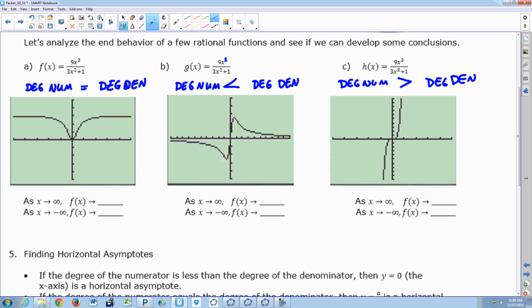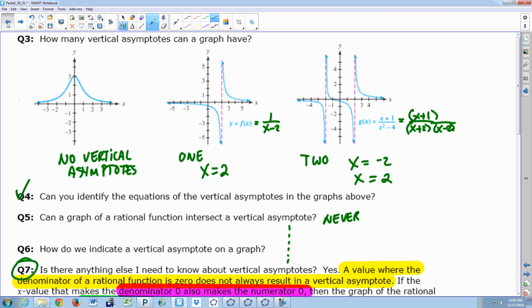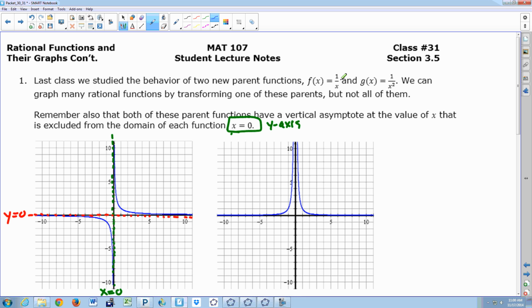Well, if we look back at our parent functions, way back here, what would you say about the degree of the numerator and the degree of the denominator for both of those? Which one of those situations does it fall under? Is the degree of the numerator the same as the degree of the denominator in each of these? What's the degree of 1? No, it's not 1. 0, it's a constant. What's the degree in the denominator? 1. Is the degree of the numerator smaller or bigger than the degree of the denominator? Smaller. Which means what happens to this value as x gets really large?